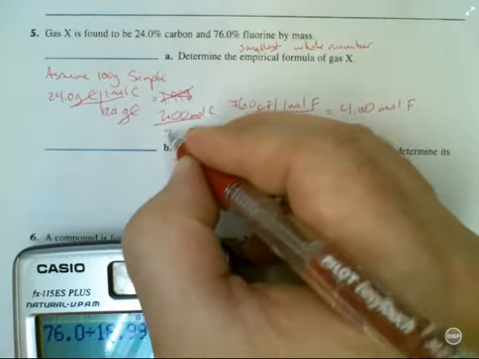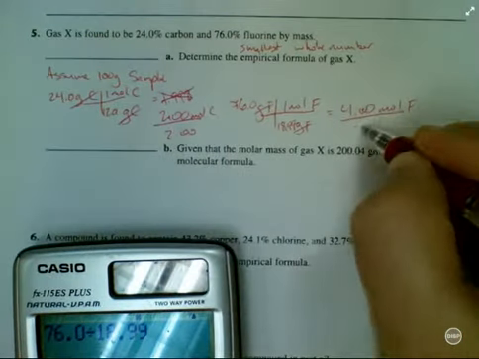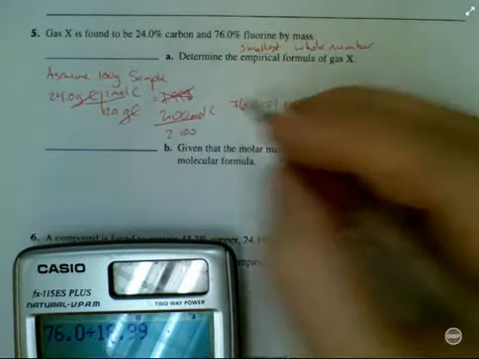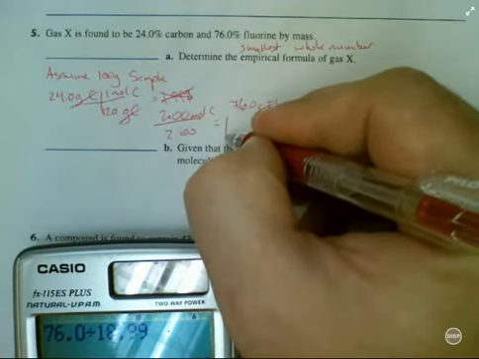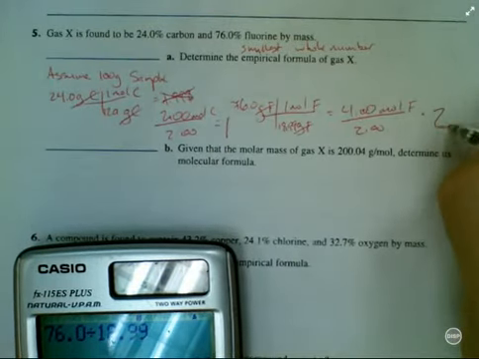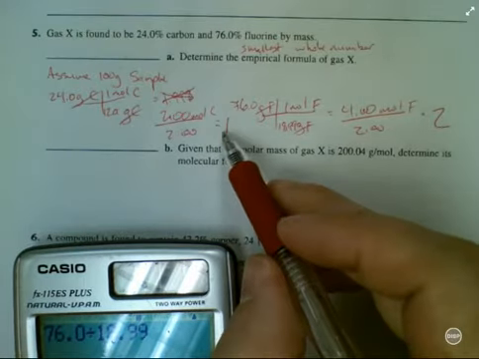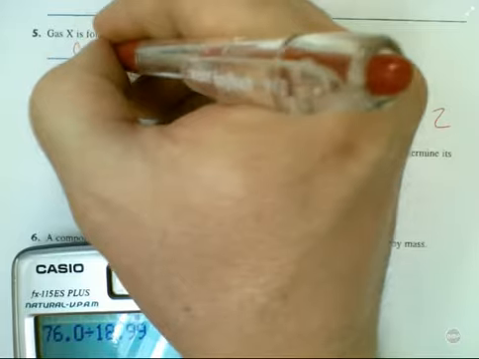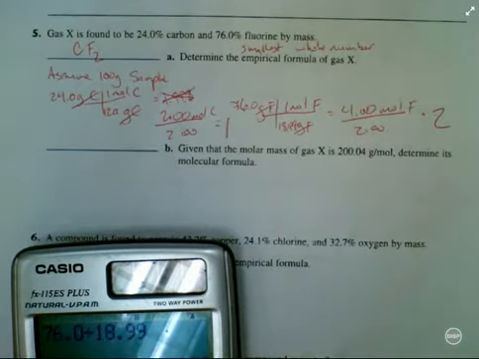So I still have to take the smallest of these mole values and divide all the mole values by that. So this equals 1. Over here, we got 2. So the ratio of carbon to fluorine is 1:2. CF2.